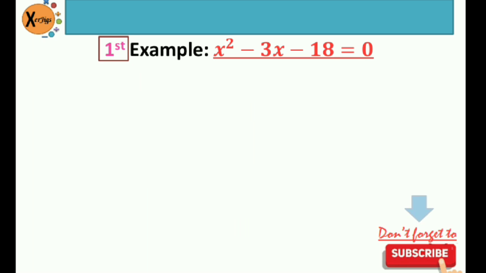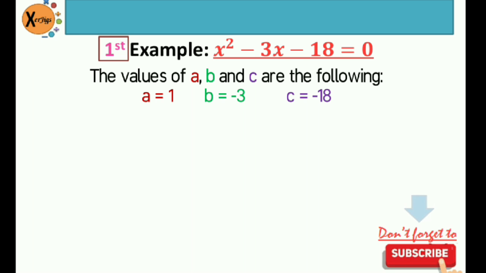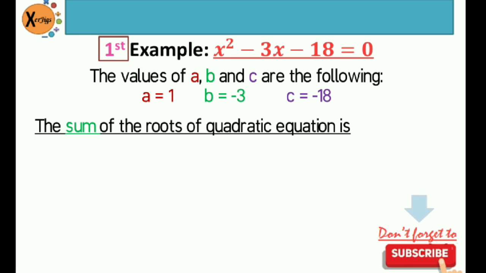So, example: x squared minus 3x minus 18 is equal to 0. The first thing that we need to do is to identify the values of your a, b, and c. Your a here is 1, b is negative 3, c is negative 18. Once you know these values, you just need to substitute into the formula for the sum of the roots of a quadratic equation, that's negative b over a.